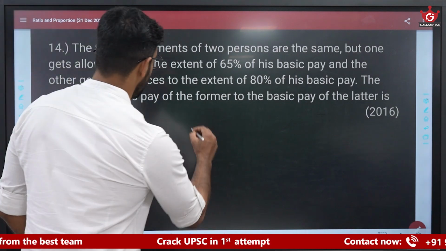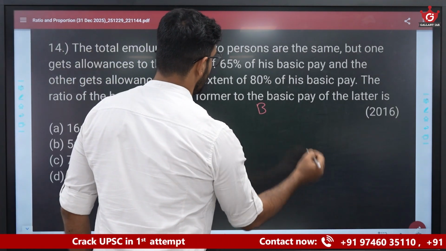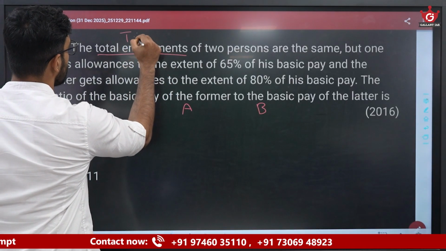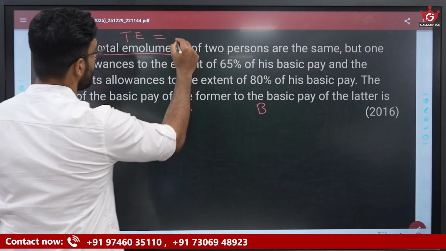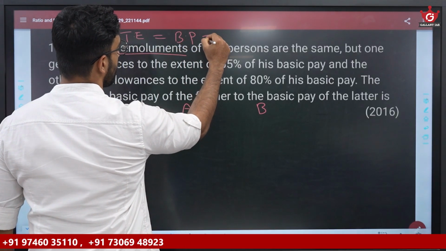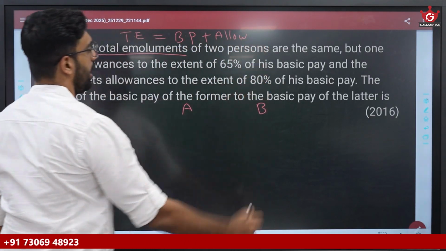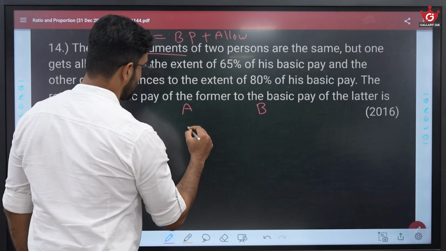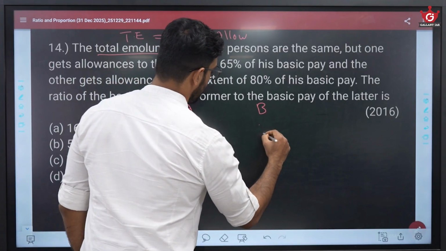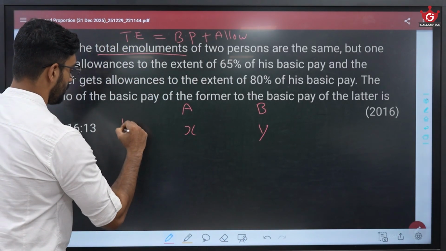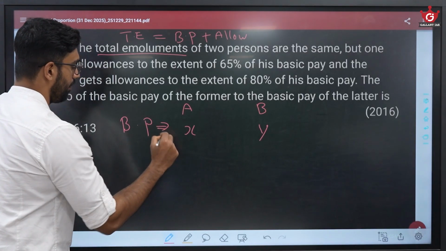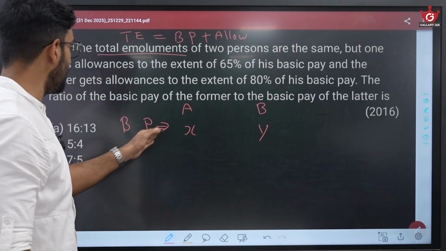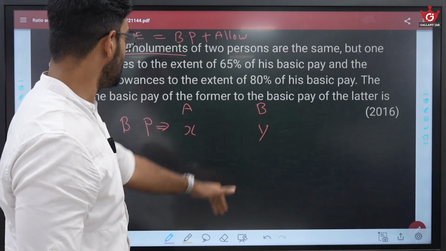Okay, so let's take there are two persons, A and B, and you need to know that the total emolument is given by basic pay plus allowance. We don't know what the basic pay is, but let's take the basic pay of A as X and the basic pay of B as Y.